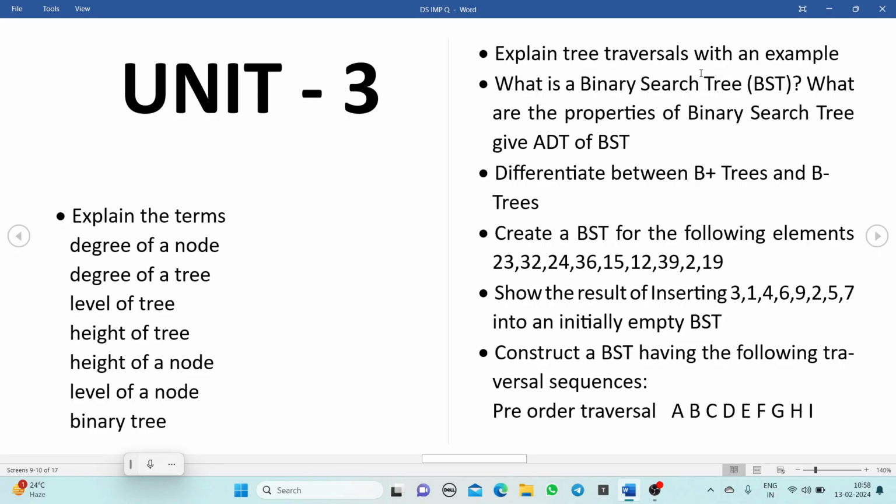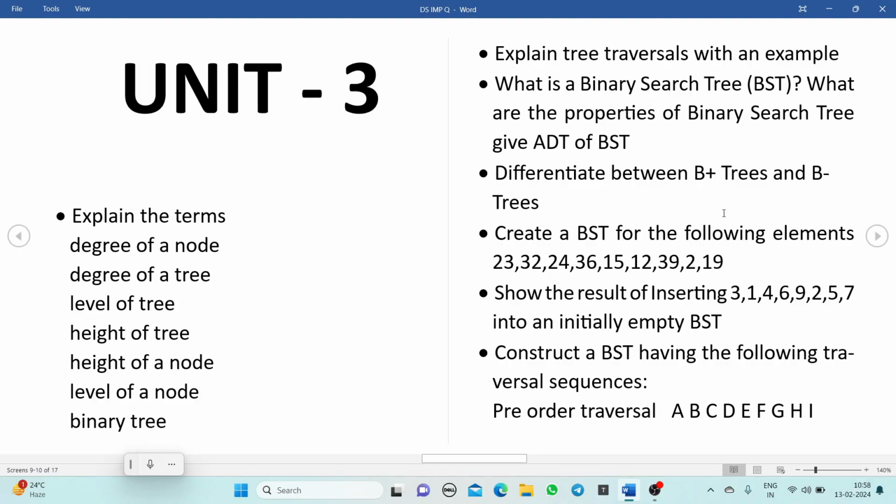And explain tree traversal methods with an example. What is a binary search tree? What are the properties of binary search tree? Give ADT of a BST. And differentiate between B plus trees and B minus trees. It is said to be one of the important topics, and one question you can expect on the binary search tree.